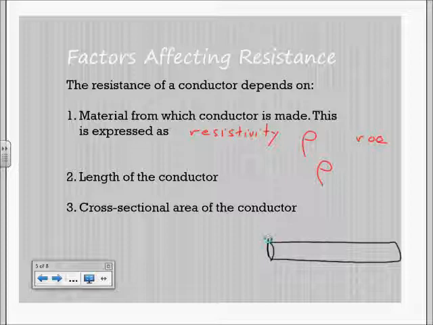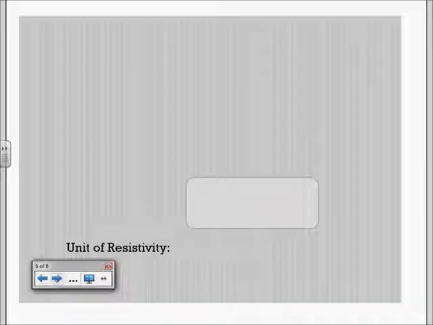Other things, I think reasonably obviously, the length of the wire. If you make it longer, that's going to affect things. And the other one is the cross-sectional area of the wire. We're going to take those three ideas and bring them together and express them as an equation.